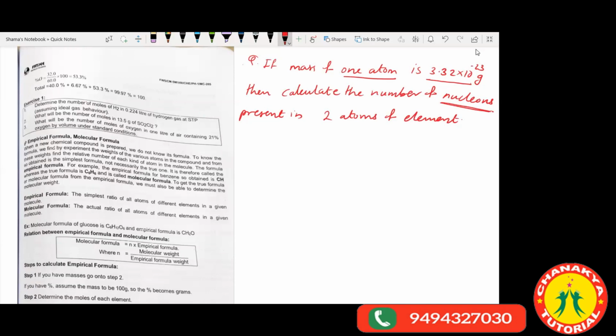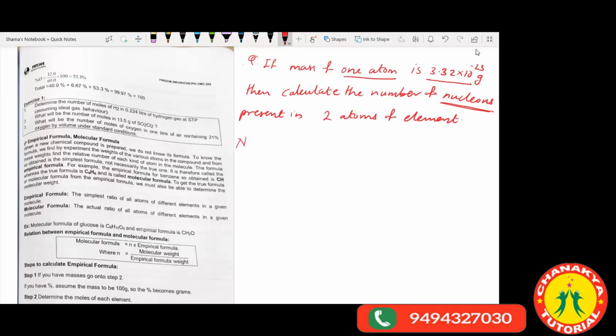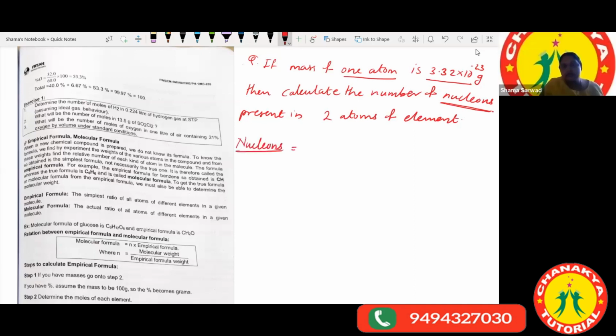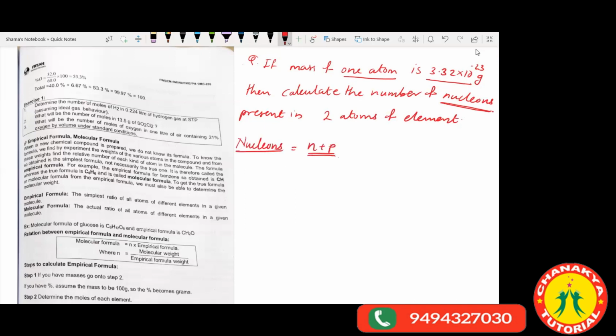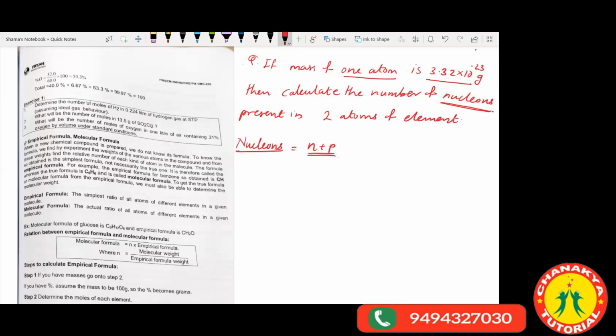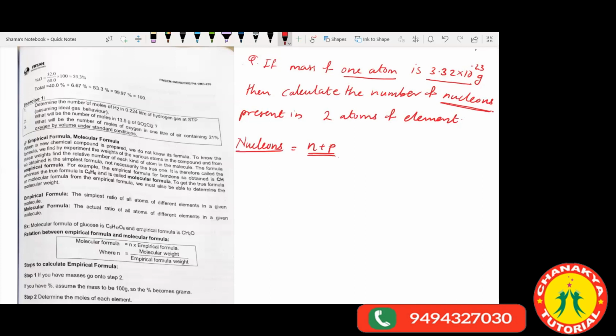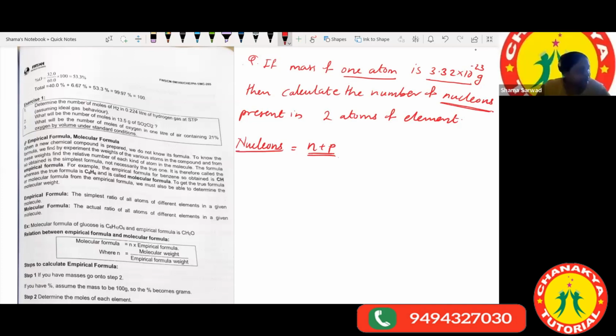Ma'am, it's atomic number equal to 9. Ma'am, the negative charge. Nucleons means the number of neutrons and protons present in the nucleus of an atom. Correct? Yes or no? Yes, ma'am. So you have to calculate it. If you calculate how many nucleons are present in one atom, you have to later multiply it by 2. Correct? Yes or no? Yes, ma'am.